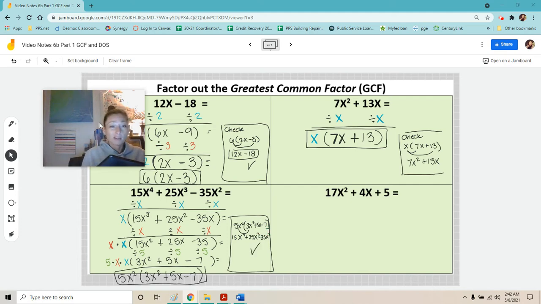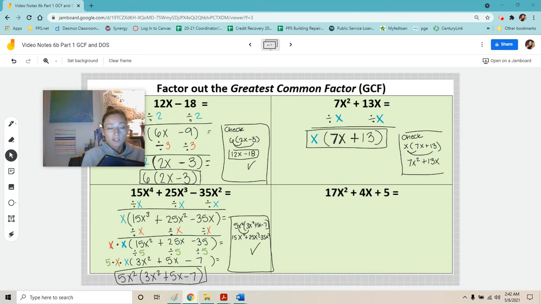So it was quite a bit of a longer one that had a lot more steps, is more advanced. But again, it's just really a reverse distribution. So in this last one on here, I go through and I look and I see, is there any x's they all share? Well, 17x squared, that has an x in it. 4x, that has an x in it. But 5 doesn't. So they don't have an x that they can all pull out.